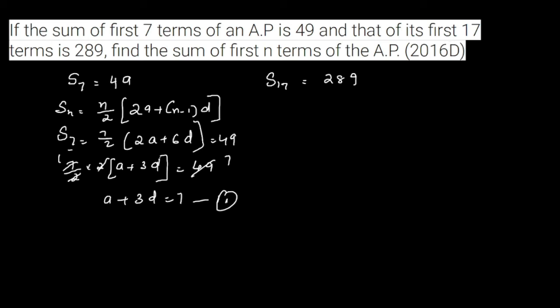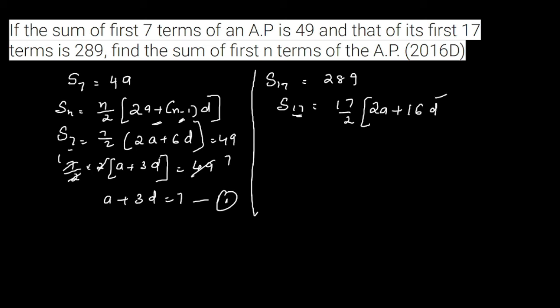Now we have to find one more equation from S17 is equal to 289, right? So what is S17? Sn is equal to n by 2 into 2a plus n minus 1 into d. So S17 is equal to 17 by 2 into 2a plus n minus 1, since n is 17, n minus 1 is 16, so 16d is equal to, what is S17? 289.